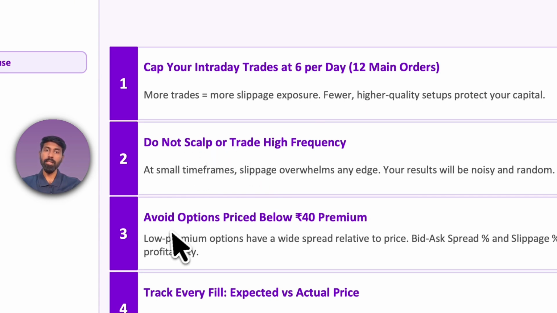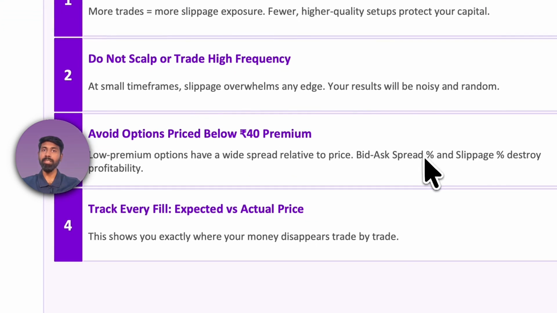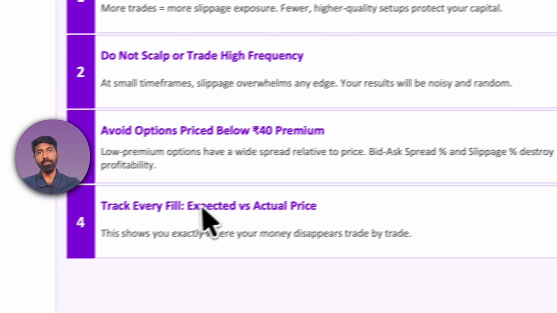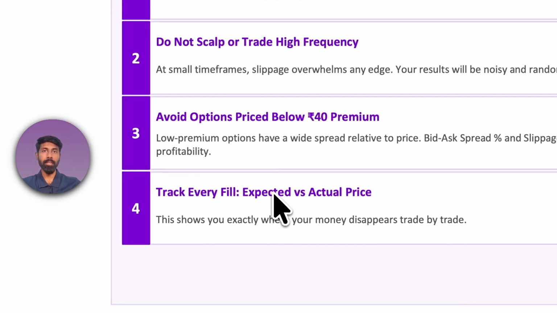Completely avoid these. Third, avoid options premium less than 40 rupees because there the bid-ask spread and slippage as a percentage is very high. It could even go to 2 to 3%, and the trades are absolutely not going to end in your favor. Finally, track every fill, track every order. What was the expected price of execution and what was the actual price that you got? It will help you understand how well your systems are executing, how well your algo platform is executing, and how well your broker is executing.